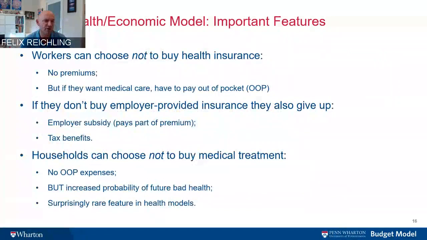So some important features here in our model: workers can choose not to buy health insurance. So what's the benefit of that? Well, they don't have to pay the health insurance premiums. So if they are very certain to not get sick next period, it might be optimal for them to not commit today to purchase health insurance for next year. But the downside is, of course, that if they need medical care next period, they have to pay everything out of pocket.